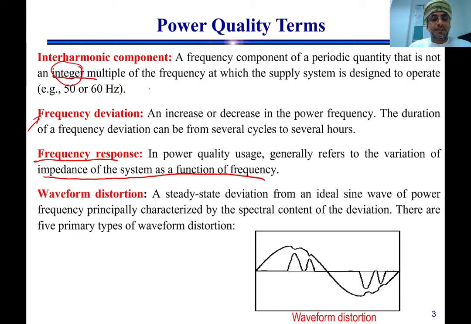response of some circuit. Waveform distortion is a steady-state deviation from an ideal sine wave of a power frequency, characterized by spectral content of the deviation.